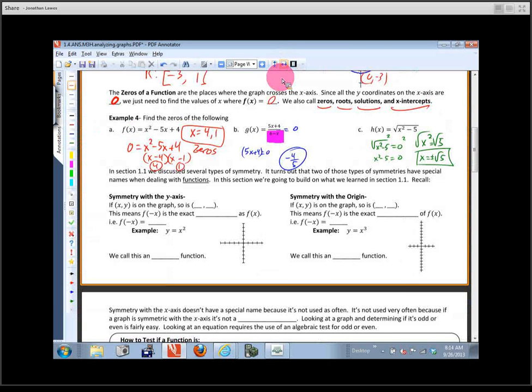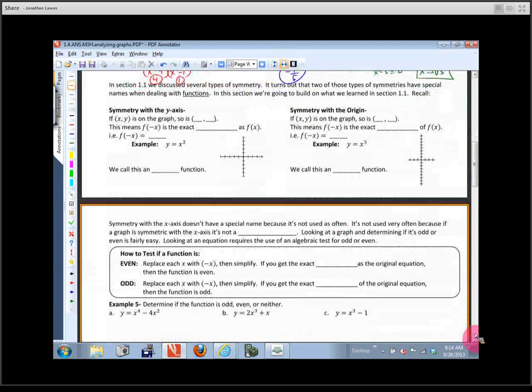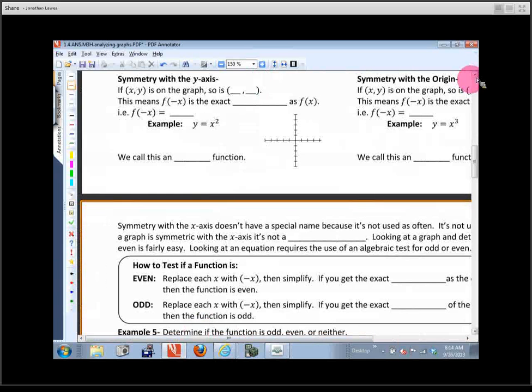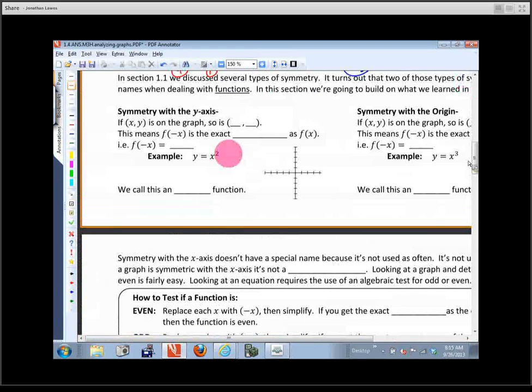Okay. So we're going to go back really quickly, and we're going to review some symmetry that we talked about before. We talked about symmetry with the y-axis, and this is what we found. So here was the example that we used. We used a regular old parabola. It looked like this. We said that was symmetric with the y-axis because it doesn't matter whether you go to the right or the left. Like this point right here is 2, 4. This point is -2, 4.